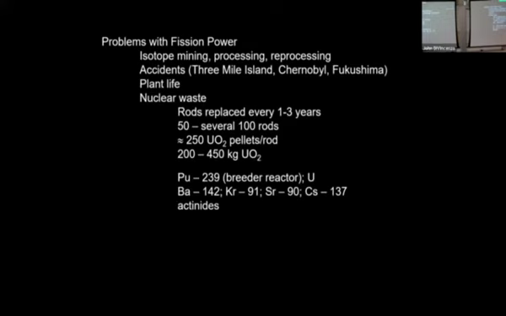Plutonium-239, that's the isotope that's made in the breeder reactor. I think I said 244, but that's not right. That's the major isotope of plutonium, but I think it's 239.